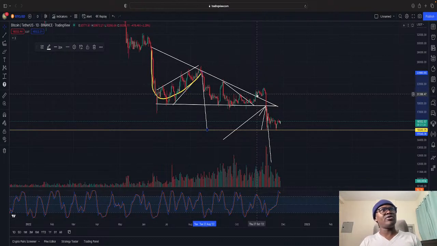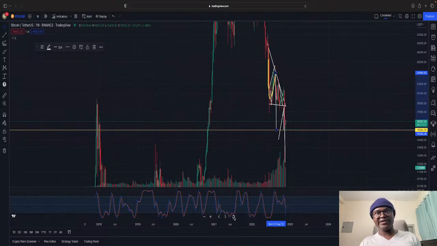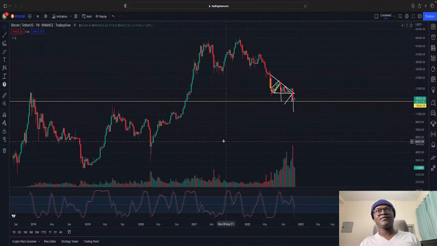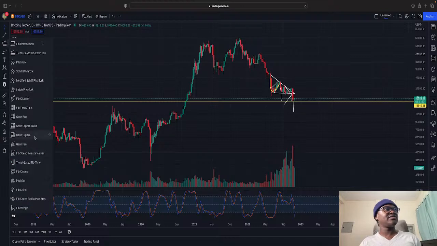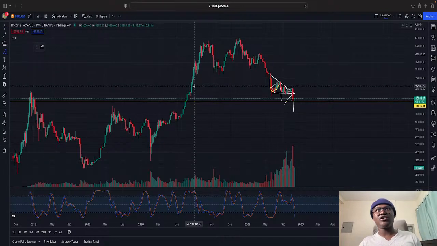So when I saw this break out here, everyone was shouting, oh, we are going back. And I was also saying that we could be going to 24. Why? Because on the weekly, we have this. On the weekly, we have a structure that looks like so.